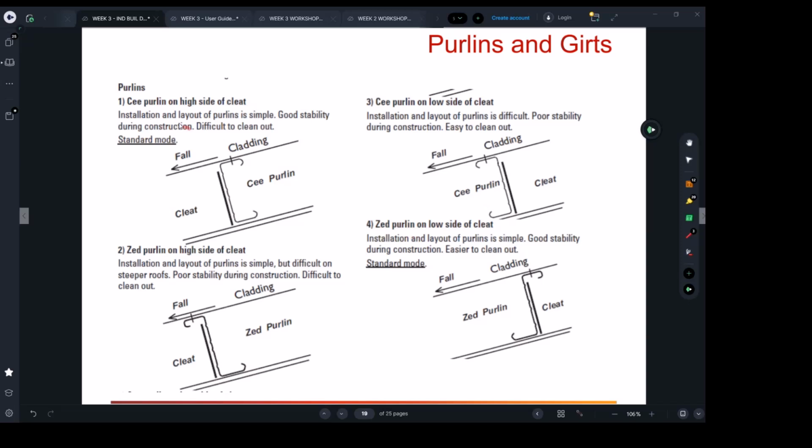But there are standard modes, which come from the manufacturer. Again, this kind of recommendation is not from the engineers, it's from the manufacturers who make the Z or C channels, those cold form channels. Okay.